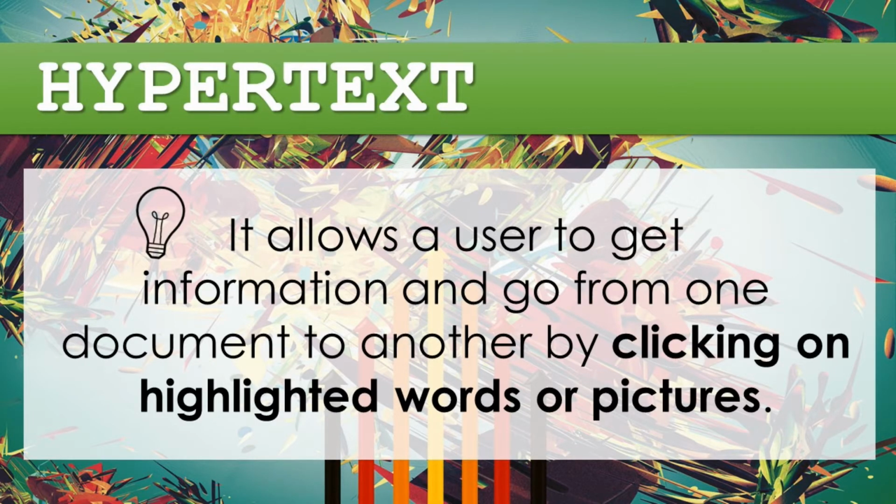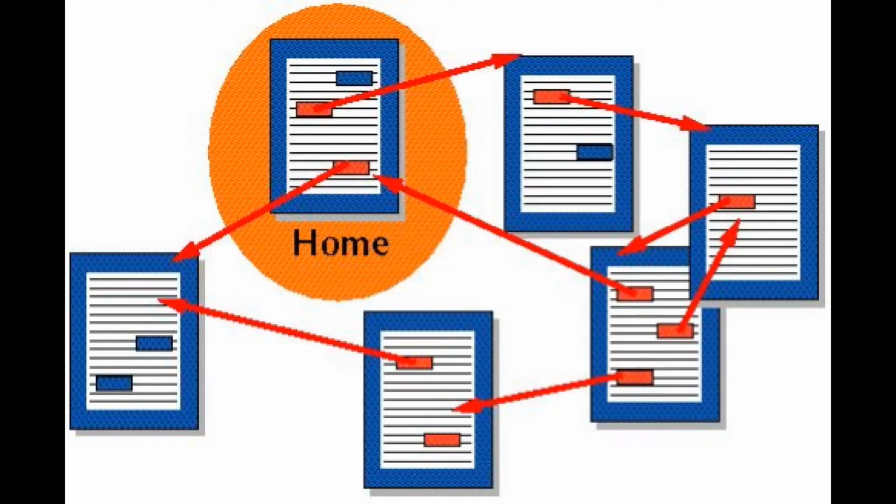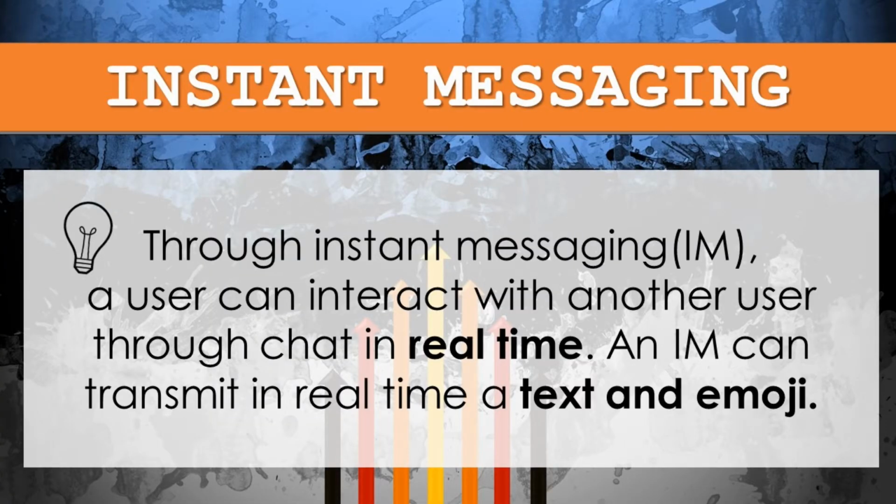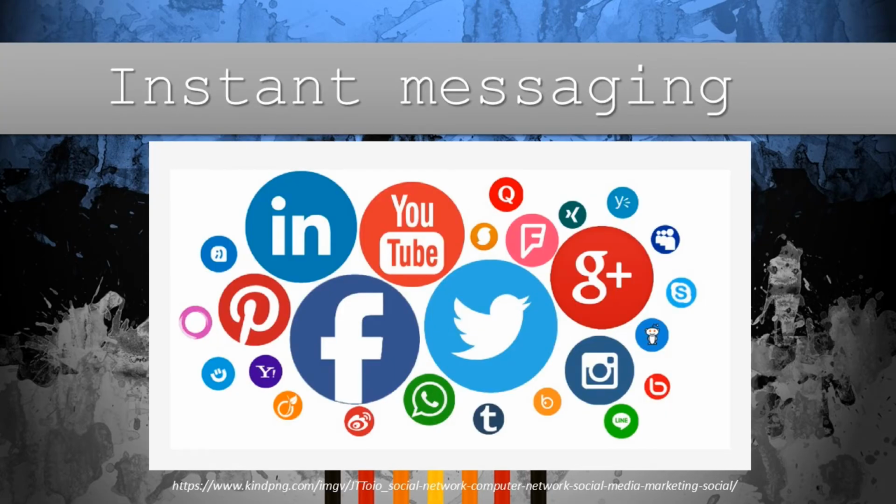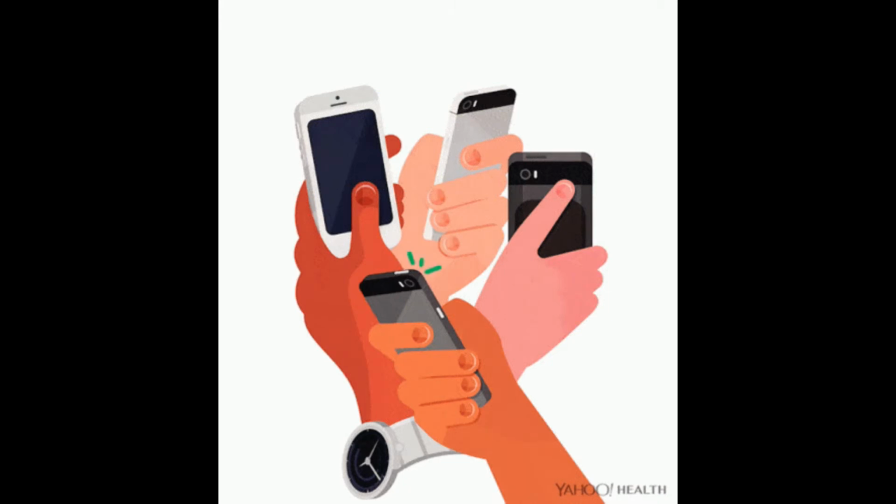The second feature of the internet is hypertext. It allows a user to get information and go from one document to another by clicking on highlighted words or pictures. The third feature of the internet is instant messaging. A user can interact with another user through chat in real time. An IM can transmit in real time text, emoji, documents and video files, among others.